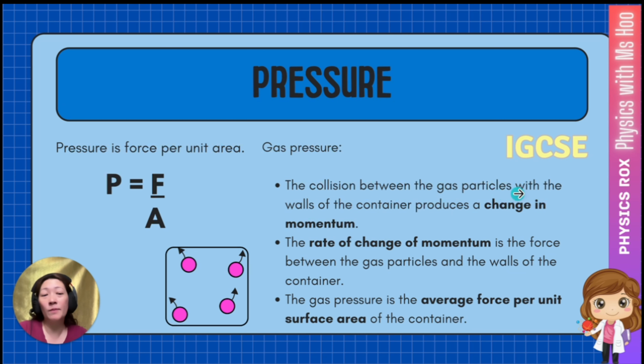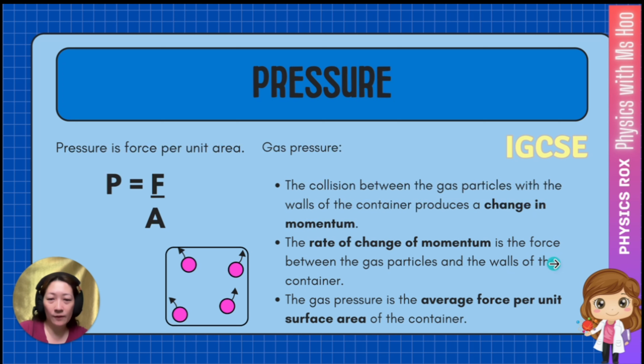So the collision between the gas particles and the walls of the container produces a change in momentum. This is how we can relate the collision with momentum. The rate of change of momentum is the force between the gas particles and the walls of the container. This is something you should have learned in momentum and forces. If you don't remember anything about this, please watch my video on momentum, impulse, and impulsive force. So basically, the rate of change of momentum is the force.